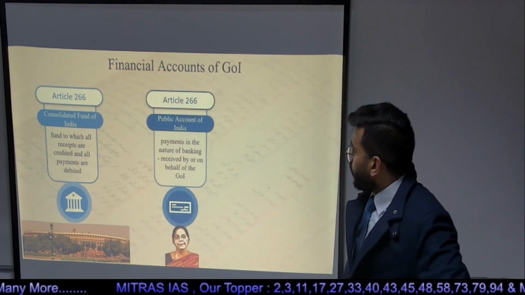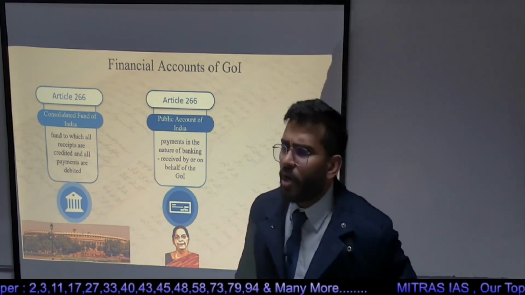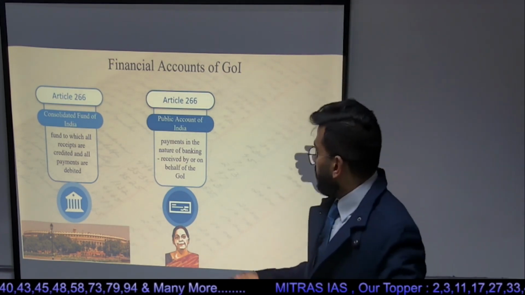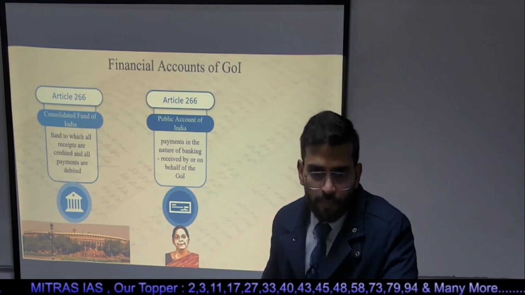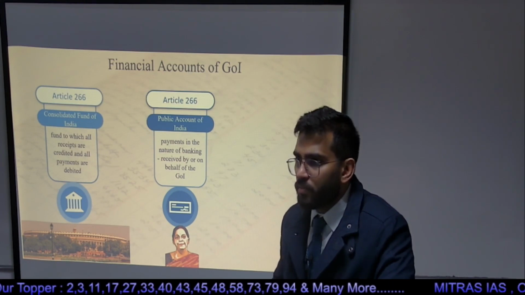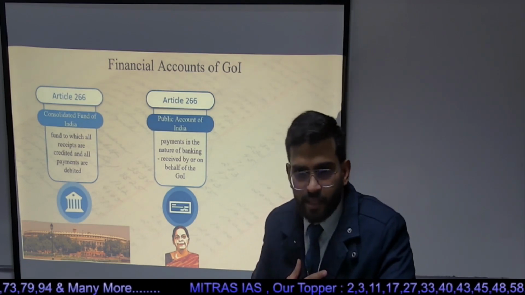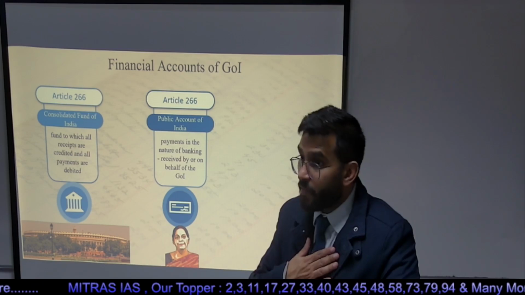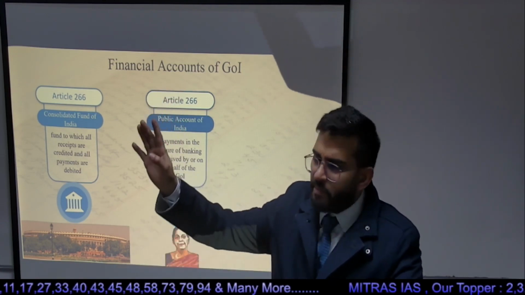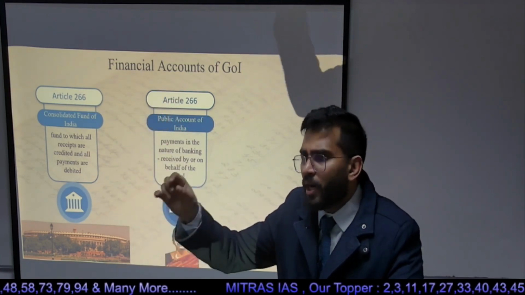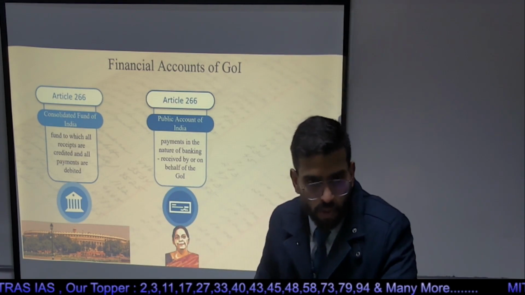Then the second account, again under Article 266, is the Public Account of India. Now, what is this public account and how is it different from the Consolidated Fund of India? Suppose I have money and I deposit it in the bank. What will the bank do? It will give me interest on it. I am the holder and the bank is the one who is liable. It's my asset and it is the bank's liability, since it has borrowed from me. The bank can spend that money in any way that it wants, but essentially it's a liability and it's going to give me some rate of interest on it.